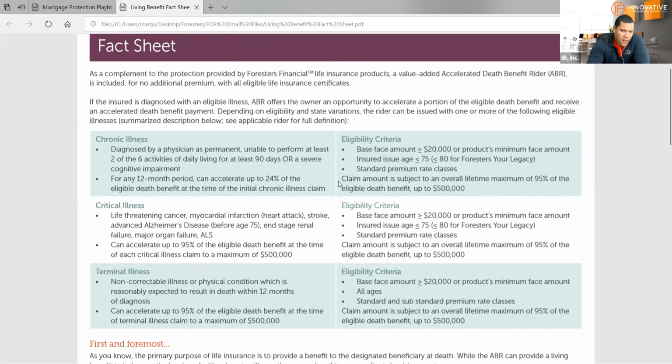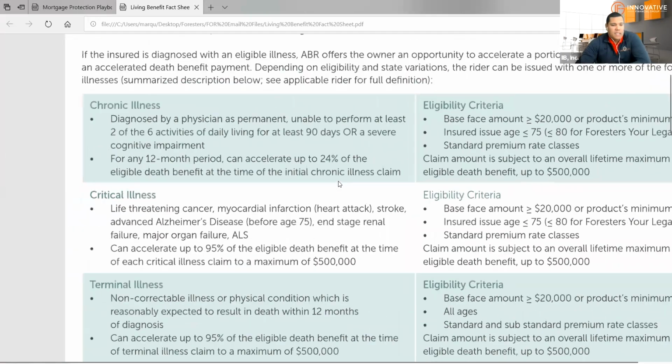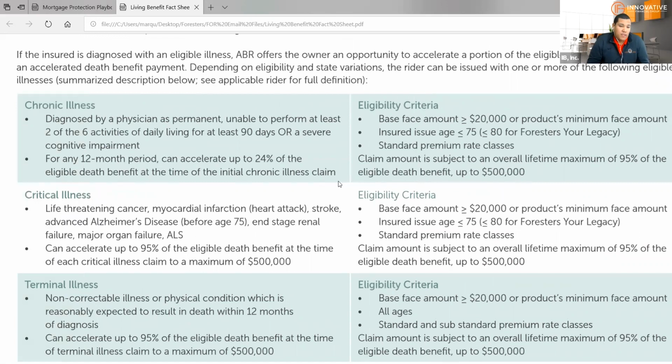So going through the first couple, chronic illness is anything requiring assistance for two or more daily living activities, for most companies 90 days consistently. So if you need help bathing, eating, dressing, toileting, two of six of the daily living activities for more than 90 days, you can qualify for chronic illness. Foresters does theirs at 24%. Some other companies start at 24 up to 80%. They're all going to be different ranges in terms of the actual benefit payout amount. But if they require any type of in-home care, they're able to pull out some of that benefit early to help offset some of that cost.